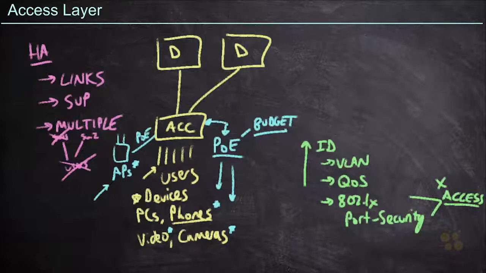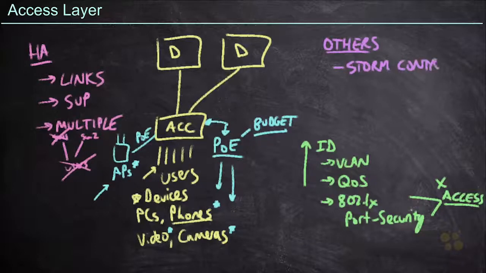Now that's most of what we need to consider at the access layer. However, there are a few other parameters that we might want to consider setting. First of all, we can configure storm control at the access layer. Storm control helps dampen broadcast storms, so as traffic is coming into the access layer switch, we limit the amount of traffic that we allow onto the network. Second of all, there's just general QoS rate limiting.